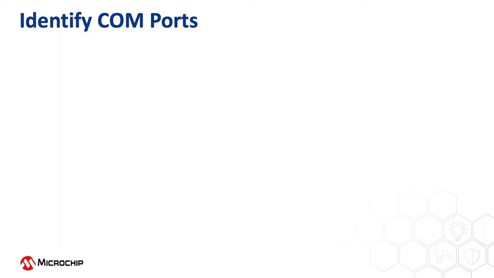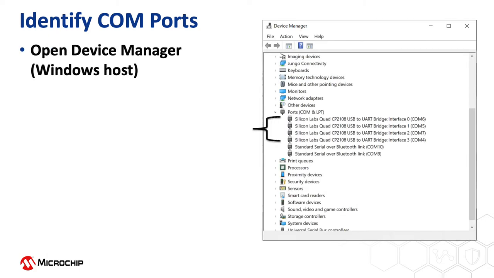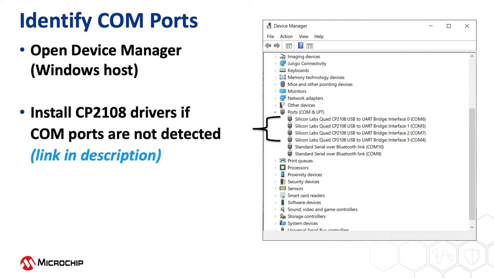To identify the UART COM ports in a Windows PC, you can open Device Manager and under Ports you will find CP2108 USB to UART Bridge Interfaces 0 through 3. Make note of the COM ports. In our case, they are COM ports 6, 5, 7, and 4. If you can't find the COM ports, you might have to install the required driver. A link to the driver is available in the description below.